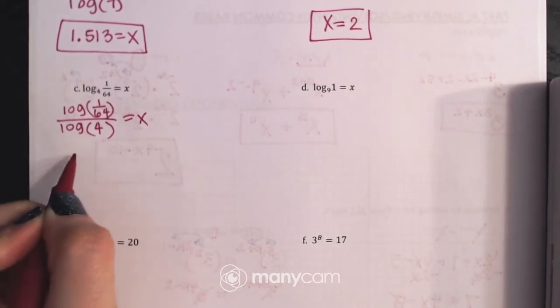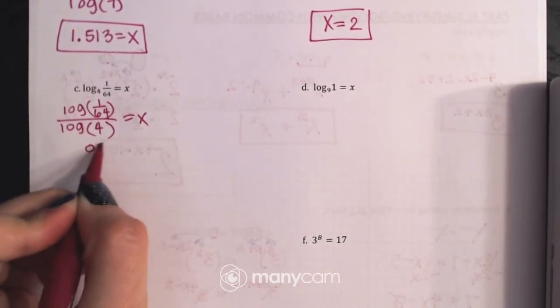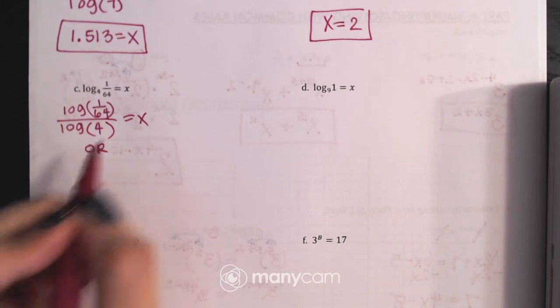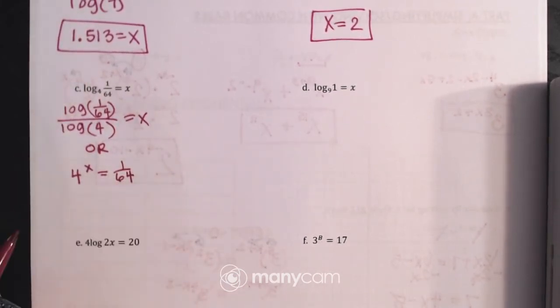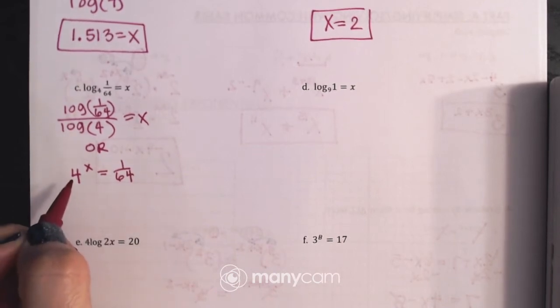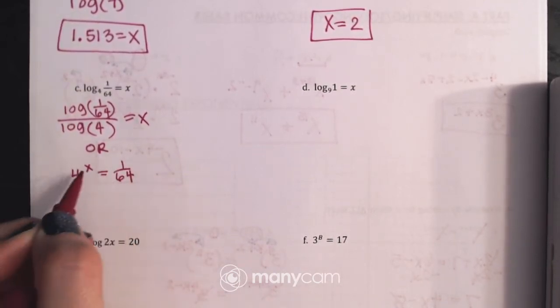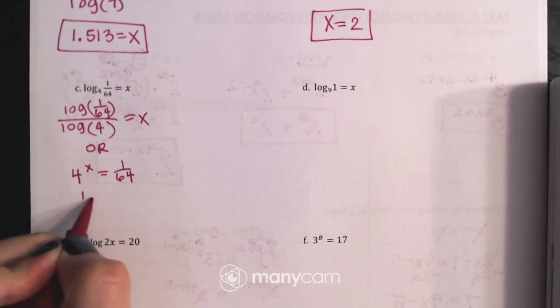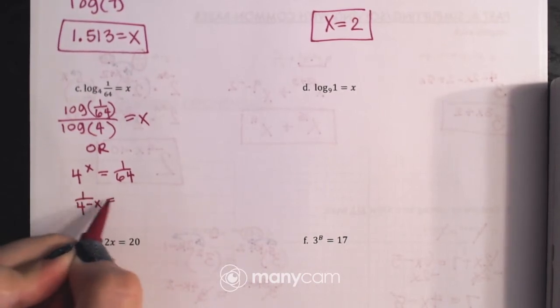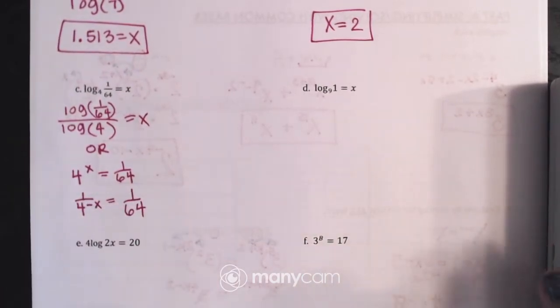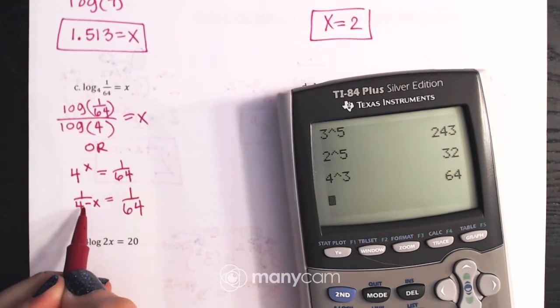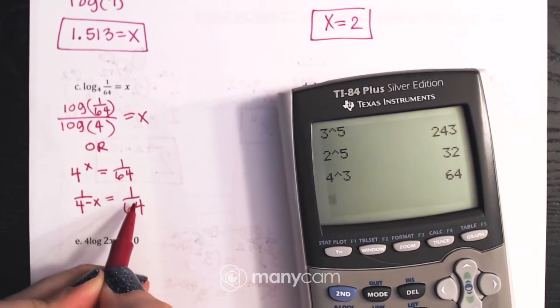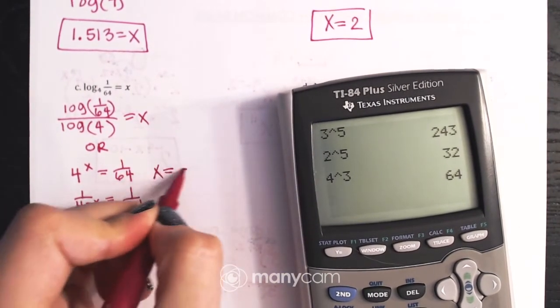We could look at this by switching forms as well. So this is option 2, base of 4 to the x power equals 1 over 64. Now I know that if I have a fraction answer, I'm going to have a negative exponent. So I can think of this as 1 over 4 to the negative x equals 1 over 64. Well, I know that 4 to the 3rd equals 64. So 4 to the negative 3rd would equal 1 over 64. So x equals negative 3.